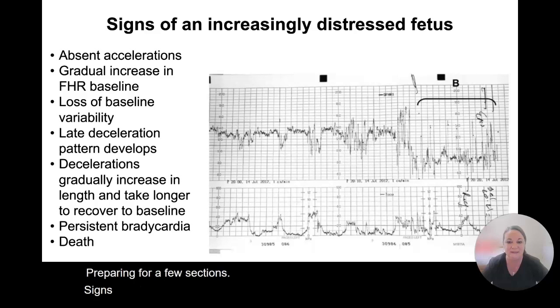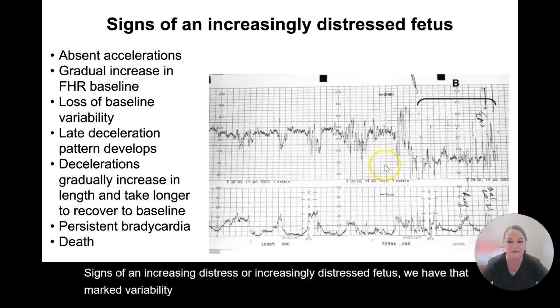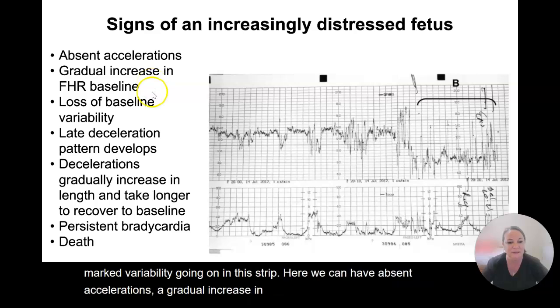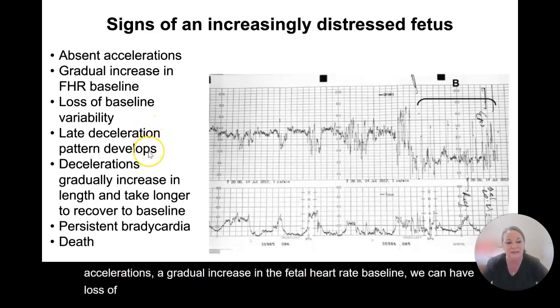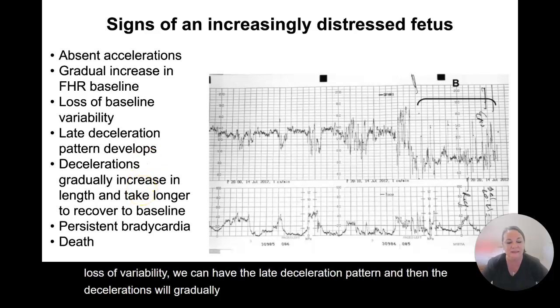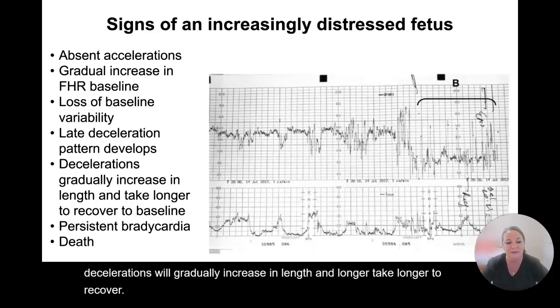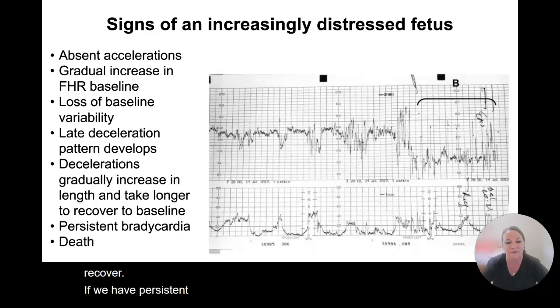Signs of an increasingly distressed fetus. We have that marked variability going on in this strip here. Can have absent accelerations, a gradual increase in the fetal heart rate baseline. We can have loss of variability. We can have the late deceleration pattern, and then the decelerations will gradually increase in length and take longer to recover to baseline. If we have persistent bradycardia, if we have all of these things for too long, it can result in fetal death.